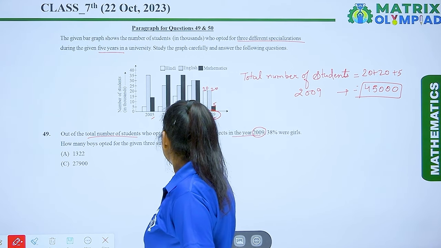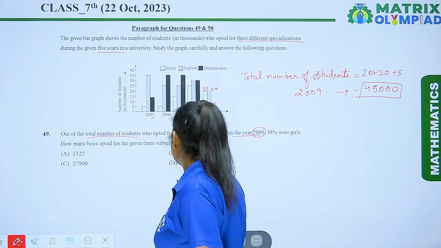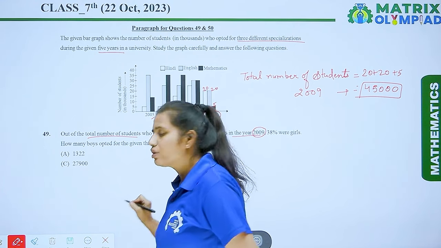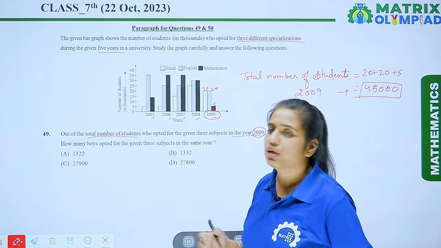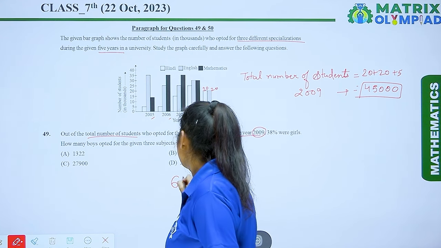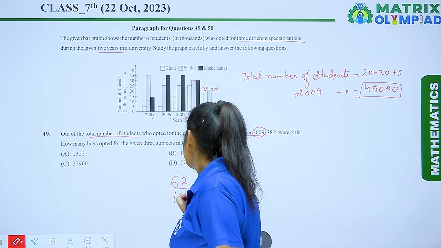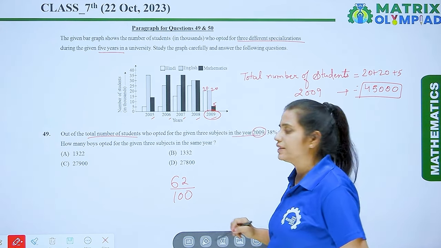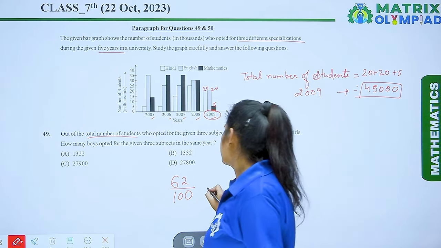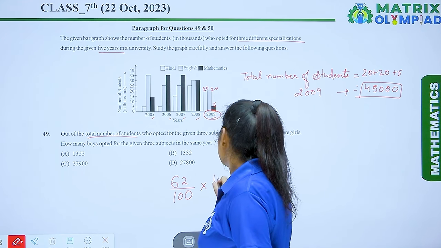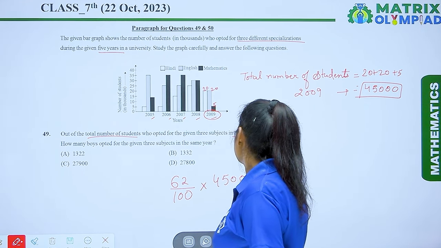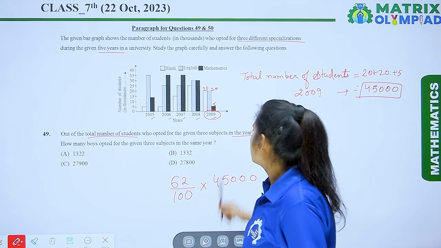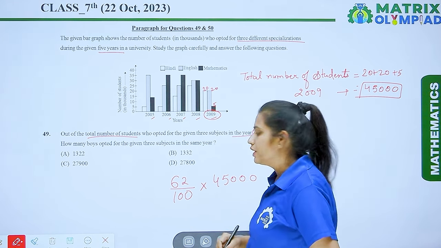Here 38% were girls. So after subtraction of 38% from 100, we get 62% boys. If we subtract 100 minus 38, we get 62. So here 62% are boys. Multiply by the total number of students in year 2009.